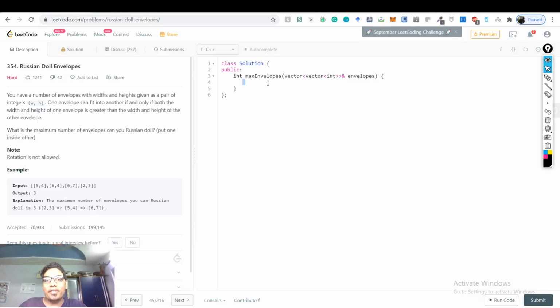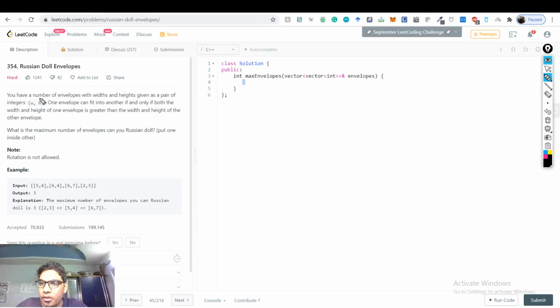Hi. So welcome to this problem number 354, Russian doll envelopes. Generally the problem names on LeetCode are really informative, like you get to know what the problem is based upon the names. But this is a rather mysterious name. So let's dive deep into this problem and see what it asks us to do.